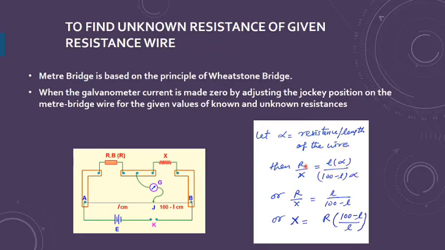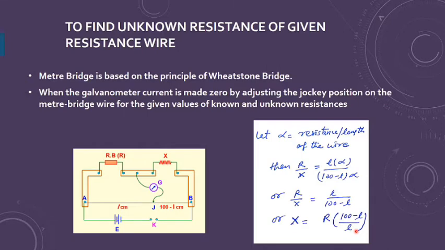Because when I am comparing the resistances, P upon Q equals R upon S, these have to be resistances. So I have written the length multiplied by the resistance per unit length. So you are getting L alpha divided by 100 minus L into alpha. Alpha and alpha will get cancelled, and you come to the formula for the unknown resistance X, which equals R into 100 minus L upon L.